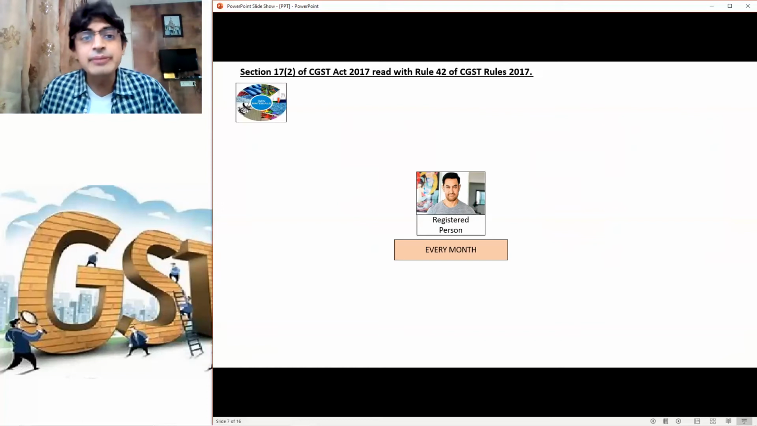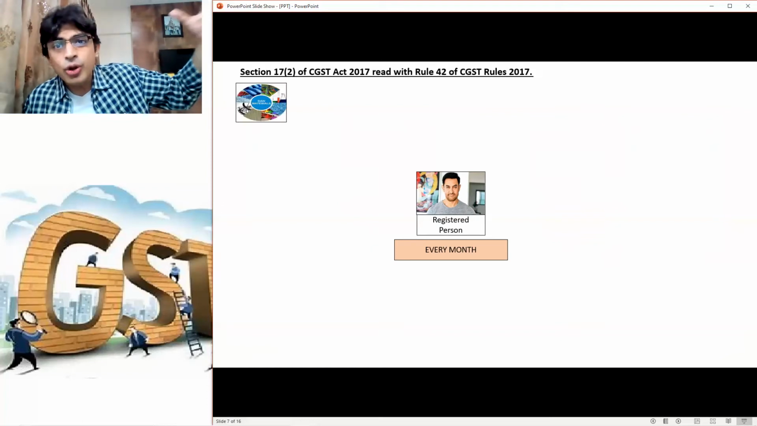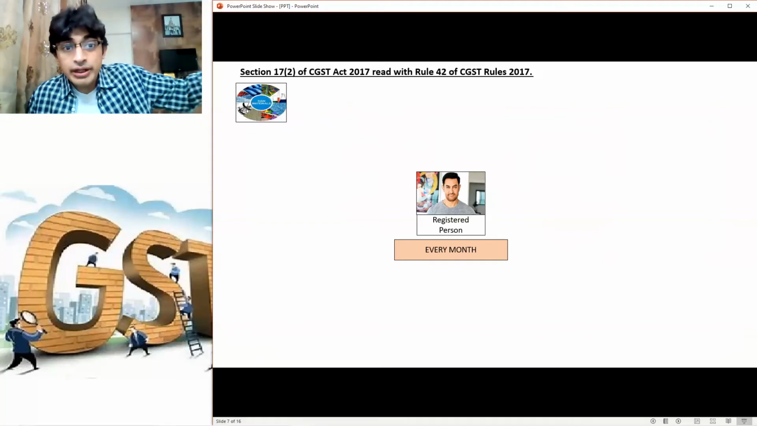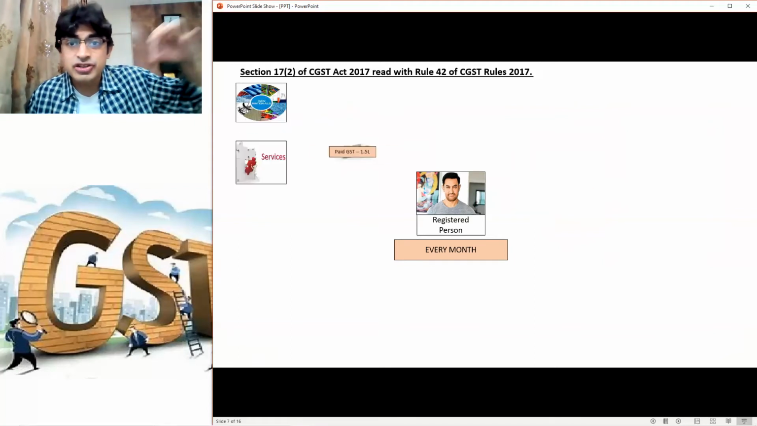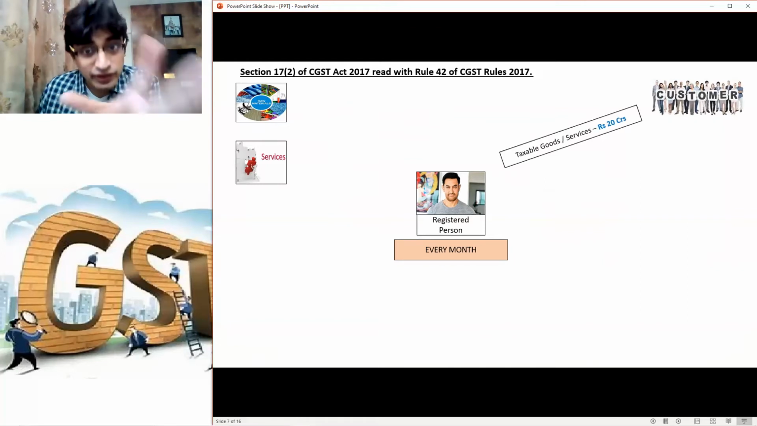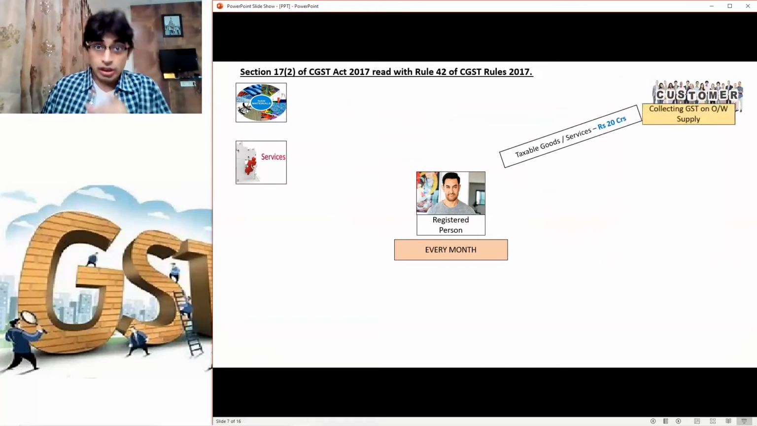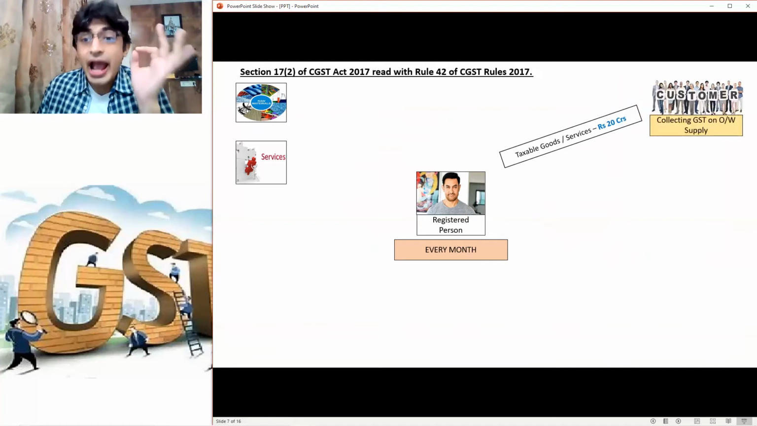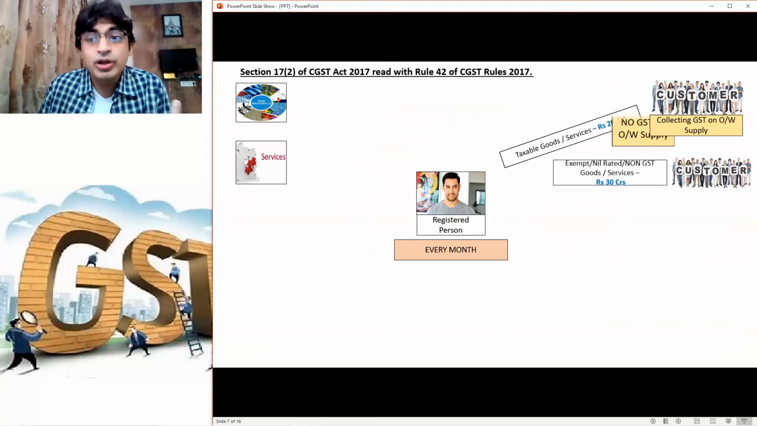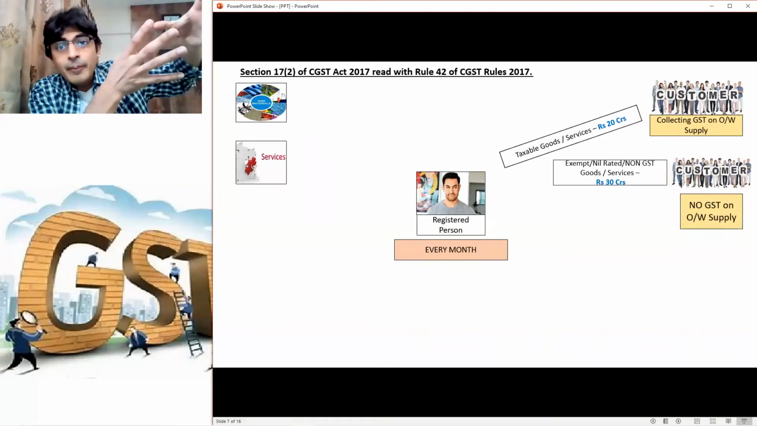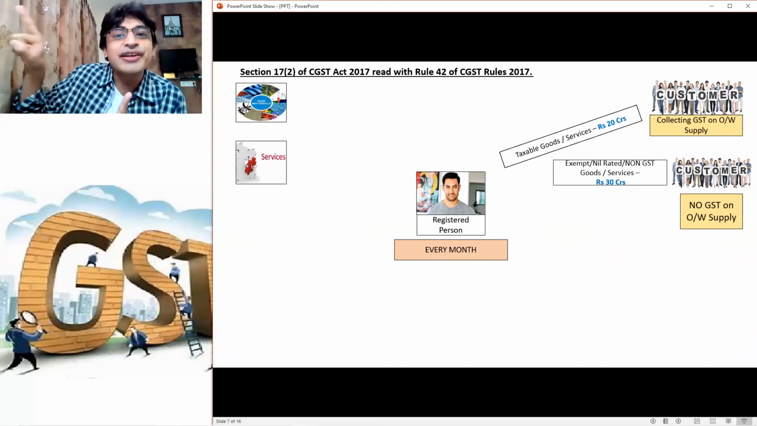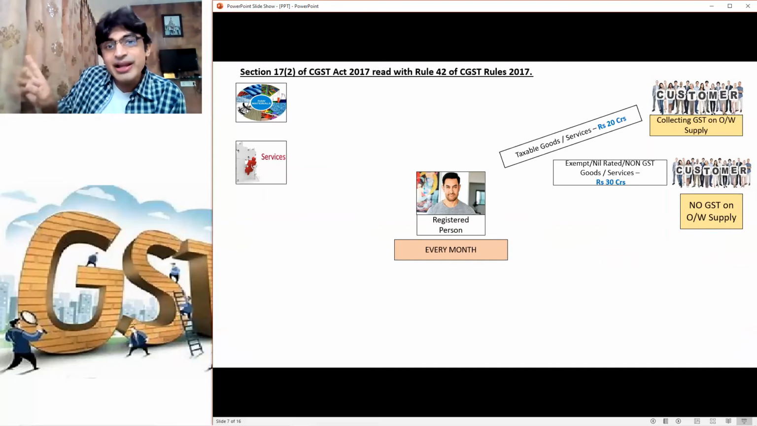I repeat, every month you have to calculate. Whatever raw material you have purchased, say you have paid GST of 50,000. Whatever services you have purchased, you have paid GST of 1 lakh 50 thousand. And suppose you are supplying taxable goods of 20 crore, on which you are collecting GST. And you are supplying exempt goods of say 30 crore. No GST, because it is exempt. Now this raw material and service, the same raw material and service, are being used for taxable supply as well as exempt supply.